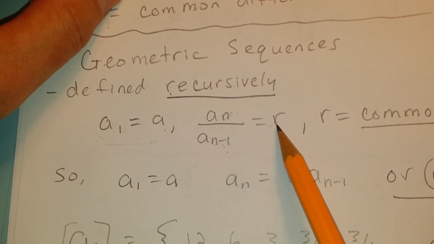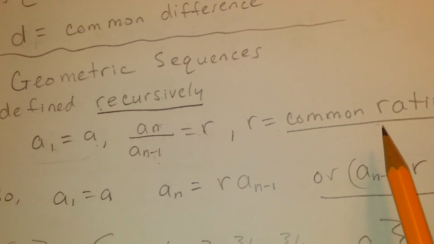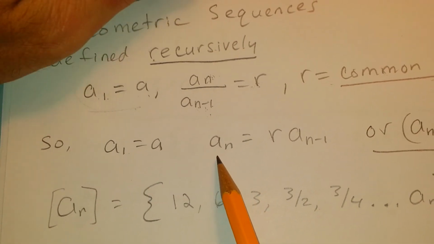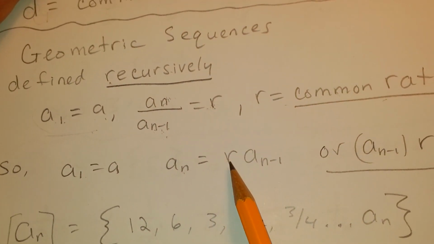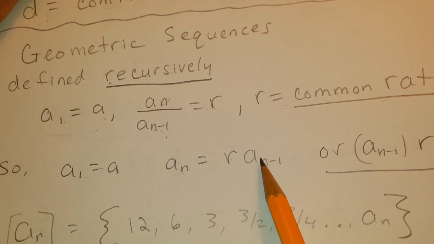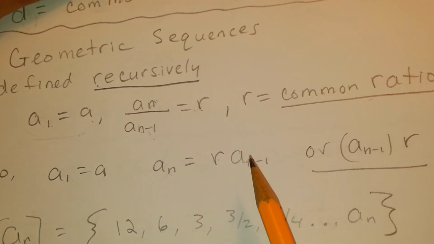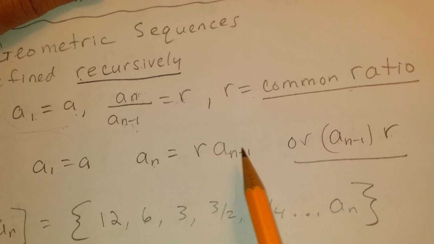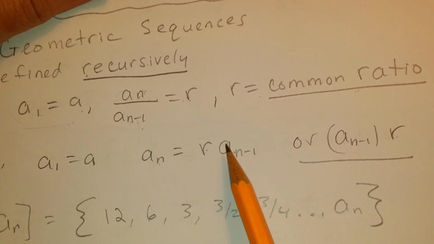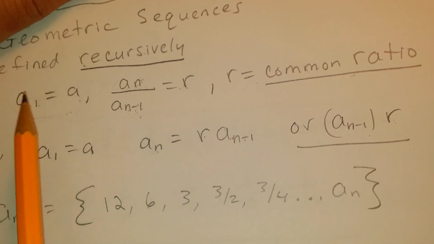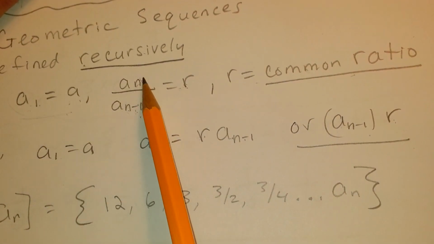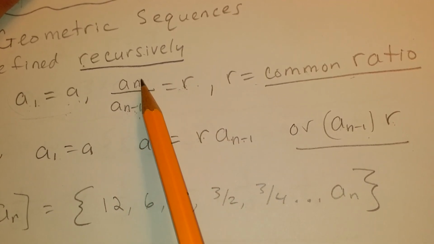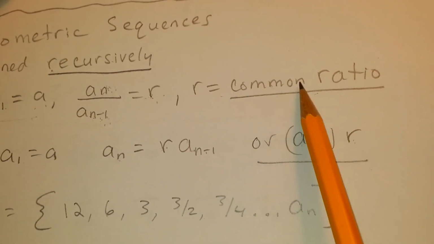You divide those, you get a common ratio. r is your common ratio. So, given that a sub 1 equals a, the nth term will be the common ratio times the previous term. Or if you want to write it this way, the previous term times the common ratio, either way. So if I want the 10th term, I'll take the common ratio times the 9th term, or the 9th term times the common ratio. So I've got a sub 1 equals a, the nth term divided by the previous term, the n minus 1 term, gives me the common ratio. The 2nd term divided by the 1st, etc., gives me my common ratio.